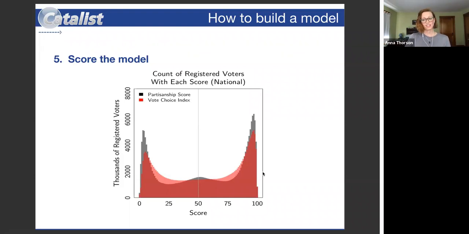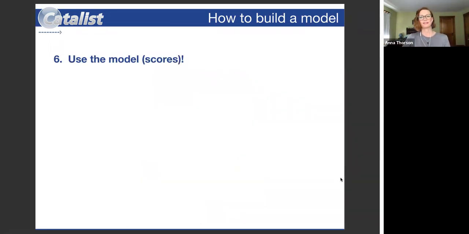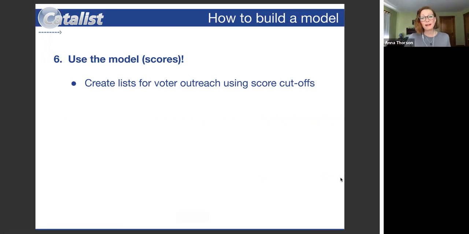Okay, so I showed you a lot of charts. Hopefully some of you are practitioners, and what you want to know is, how do I actually use the model scores? I use the model to give you the scores. So primarily, you want to use them to create lists for voter outreach using score cutoffs. And what I mean by a score cutoff is something like 70 or higher, or 50 or higher, or 90 or higher. Just using a cut point on that score and saying, I'm going to talk to people who only have scores that are higher than this.